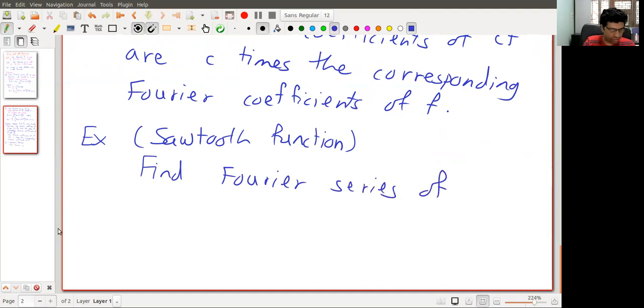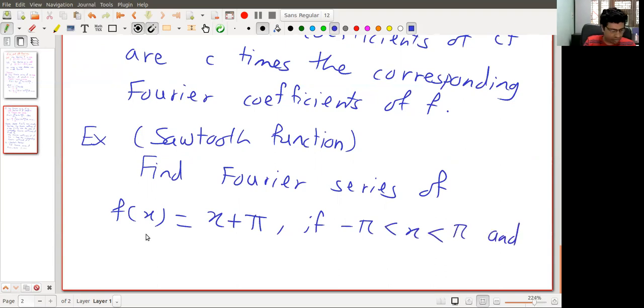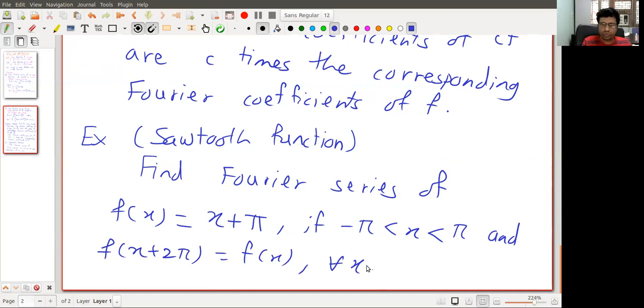of this sawtooth function, which is given by f of x equal to x plus pi, where pi is a constant, if minus pi less than x less than pi, and f of x plus 2 pi is the same as f of x for all reals. That means this is a periodic function of period 2 pi. So L is pi in this case. First we sketch this function and see what it looks like.